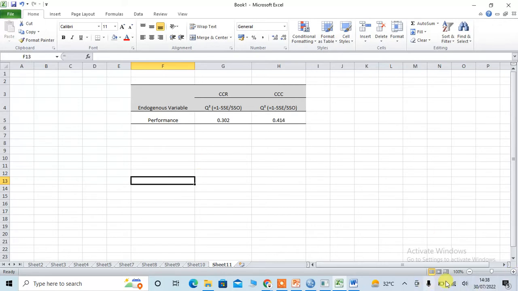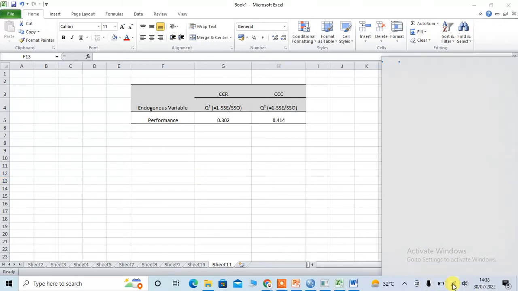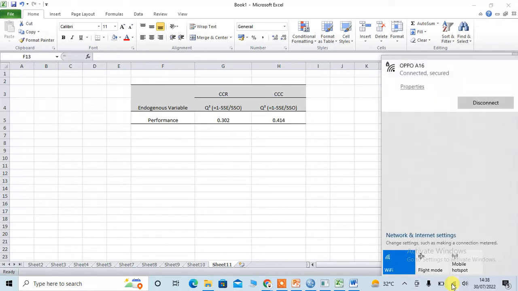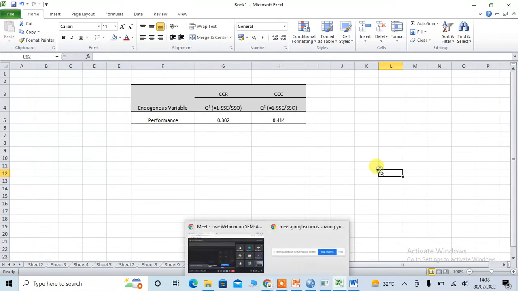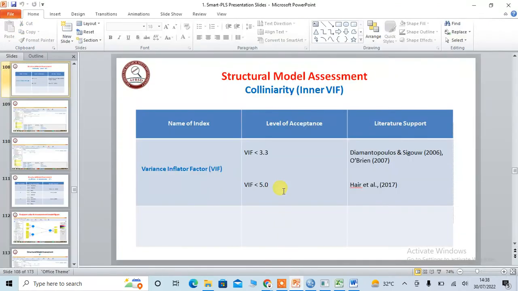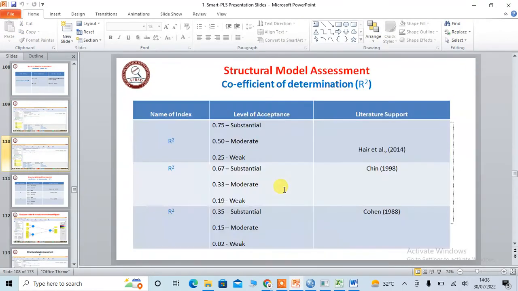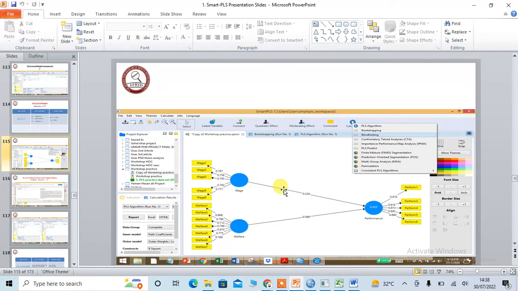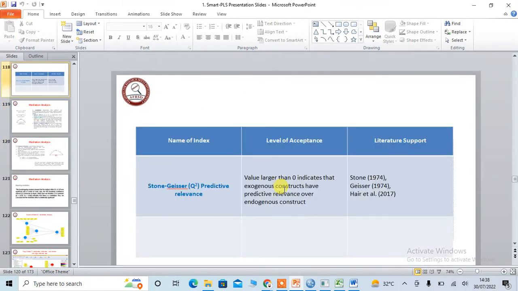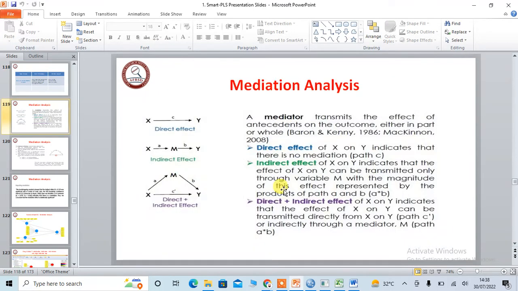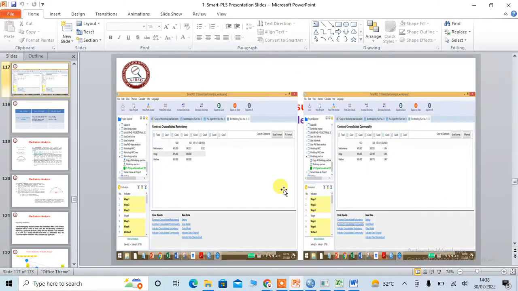Now I need to show the mouse. So now we have done our first model. Now we shall go for the next. Excuse me, yes, please.